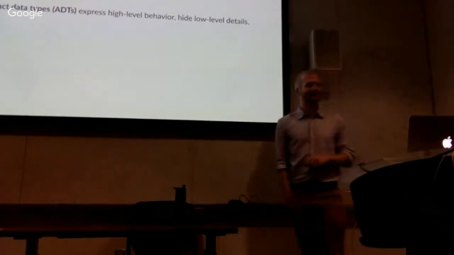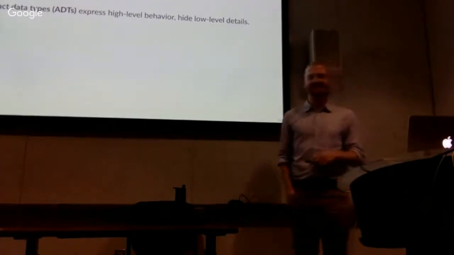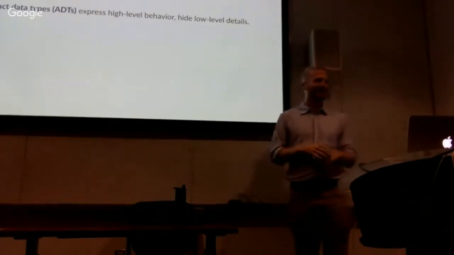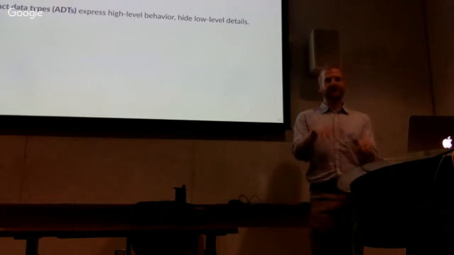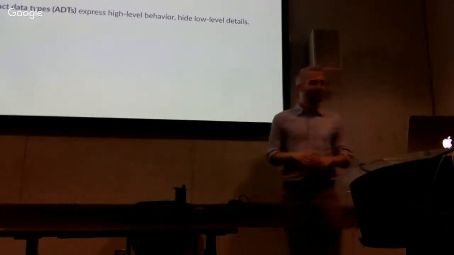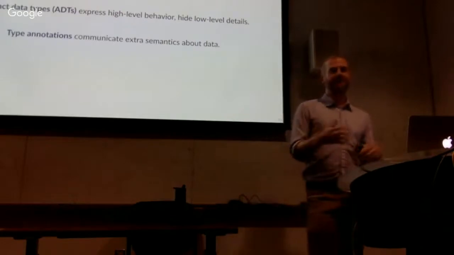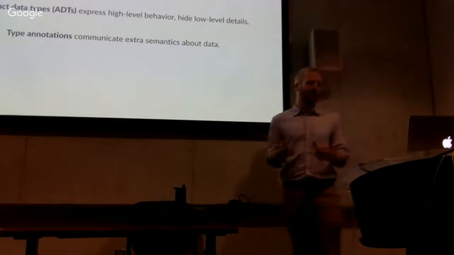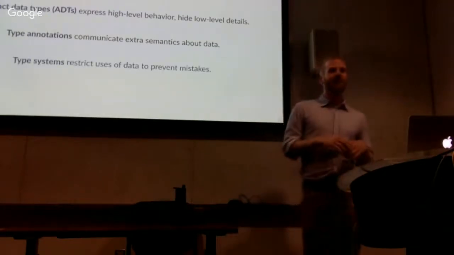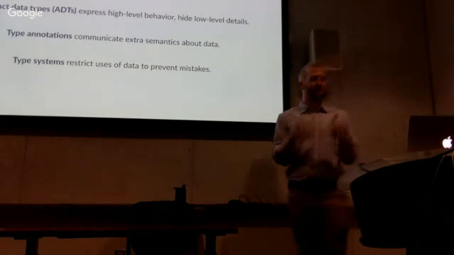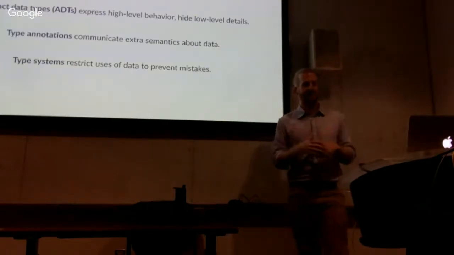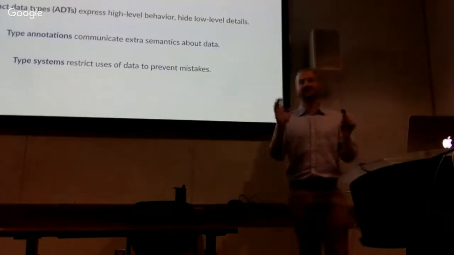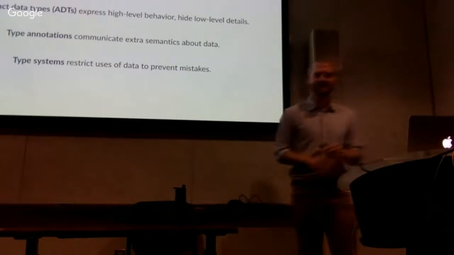So abstract data types, or ADTs, let us express high-level behavior about the data structure and hide all the low-level details that are used to implement those data structures. Type annotations let you provide a little bit of extra orthogonal information about data structures that you wouldn't have had otherwise. And type systems are used in programming languages everywhere to restrict how you're able to use data so that it can statically prevent you from making mistakes. Certain mistakes, not all mistakes, until Constantine finishes those dependent types.